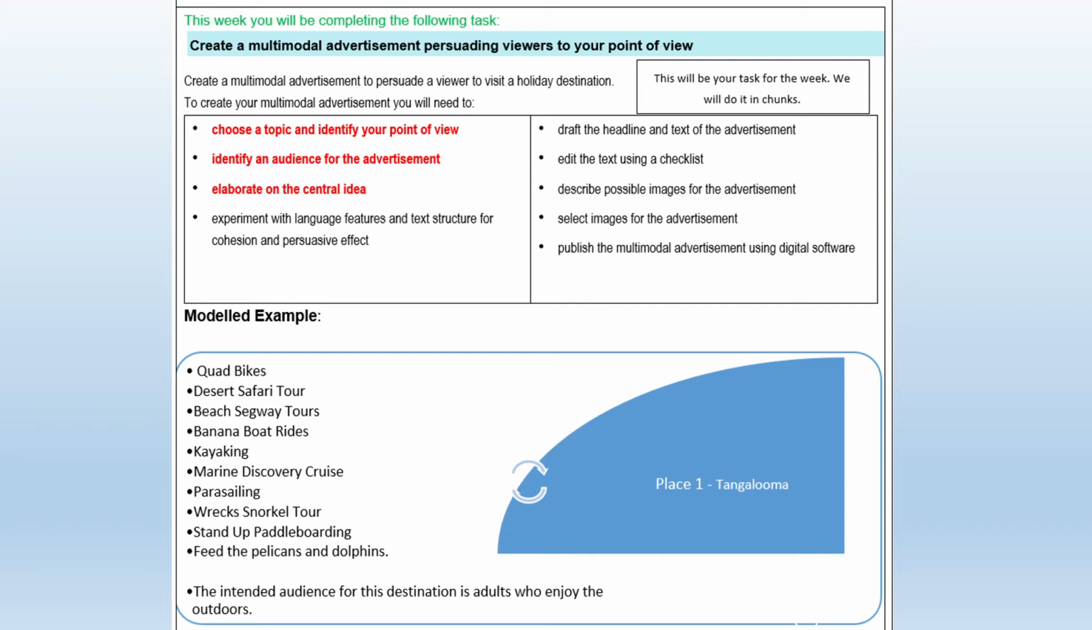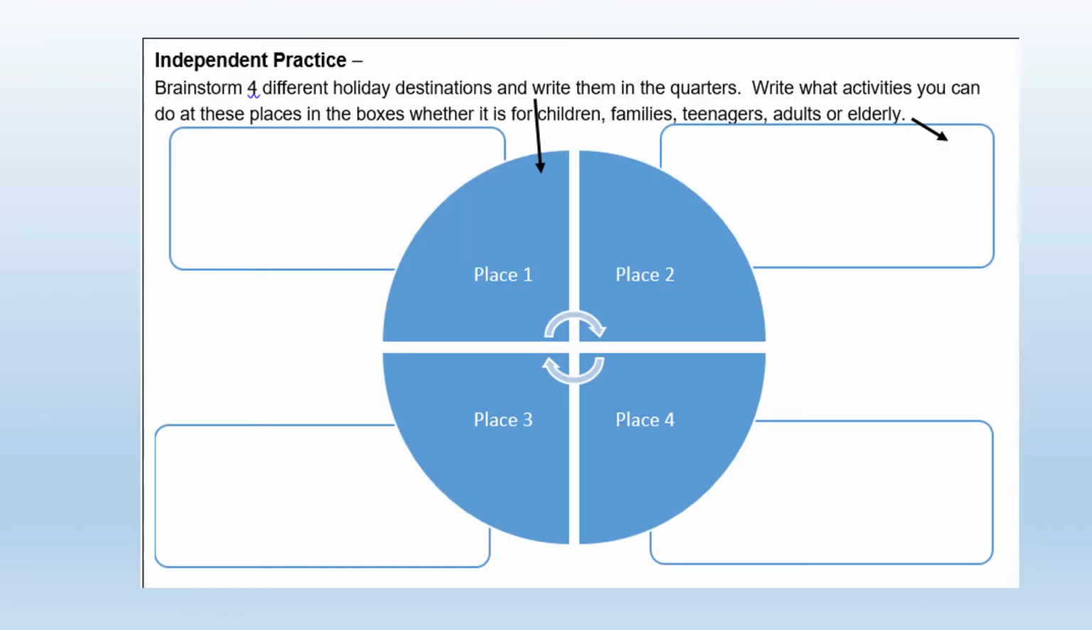So what I want you to do now is have a look at the independent practice. This is where you're going to brainstorm 4 different holiday destinations. So like I did, where it says place 1, you're going to write the place that you have selected. So maybe it was Sydney, and then in the box you're going to write down different attractions that you can experience when you go to that place. So if you went to Sydney, you could think about the Sydney Harbour Bridge, you could think about the Opera House, you can think about Darling Harbour markets, and you write them down in the box.